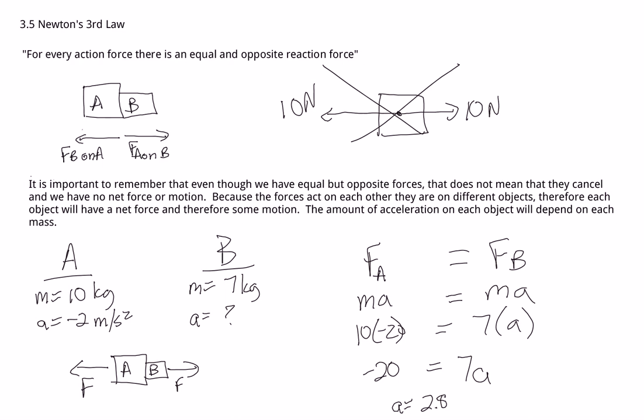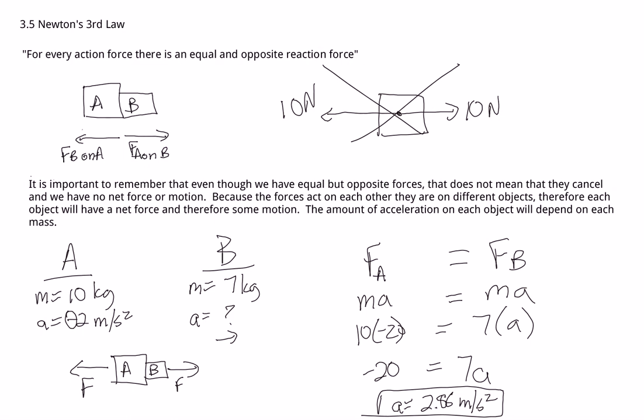Quite often with these ones, we'll just ignore the negative signs because we know that originally the negative just meant it was going to the left. Obviously, B is going to go to the right. So you can see then the lighter object's going to have more acceleration, the heavier object's going to have less, which totally makes sense.